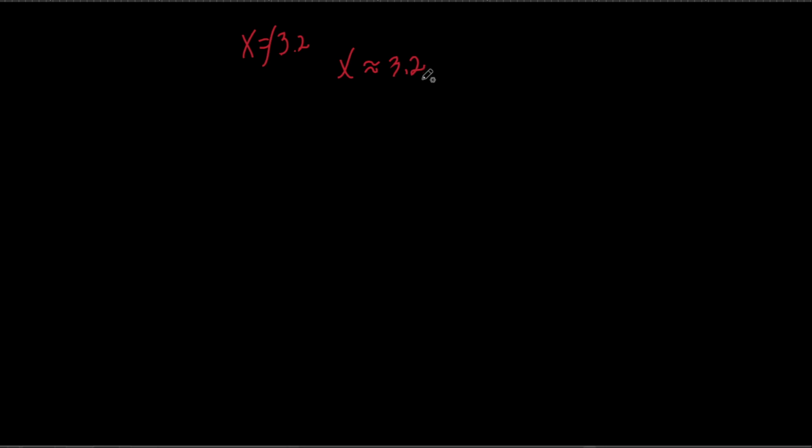Everybody with me on that? Again, I probably would not mark it wrong if you didn't put the squiggly thing, but to be precise, we need to do that. All right, number 6 is 14.8. X is approximately equal to 14.8. Number 7, X is approximately 37.1.